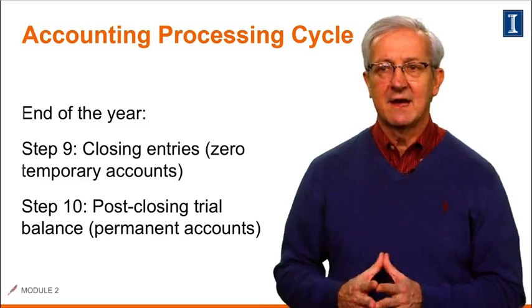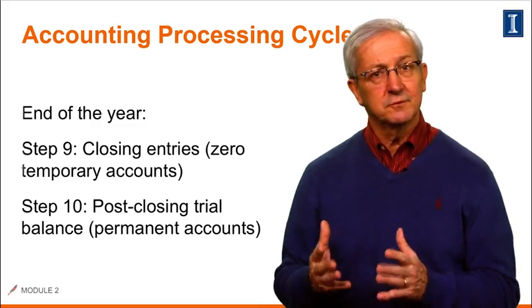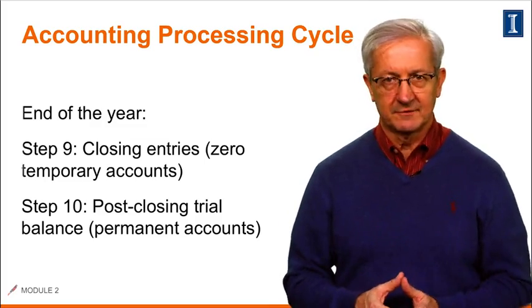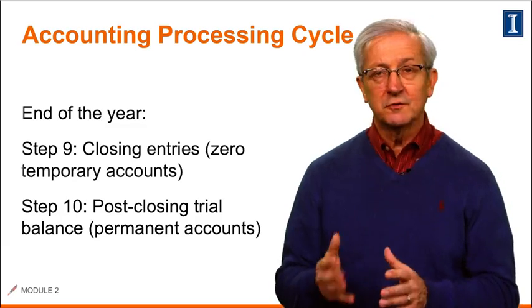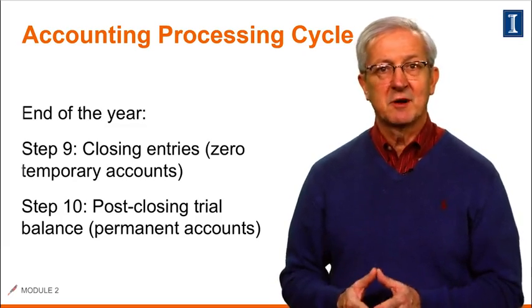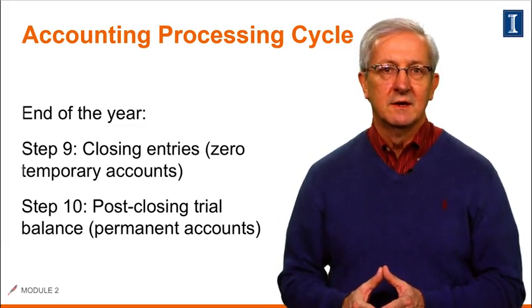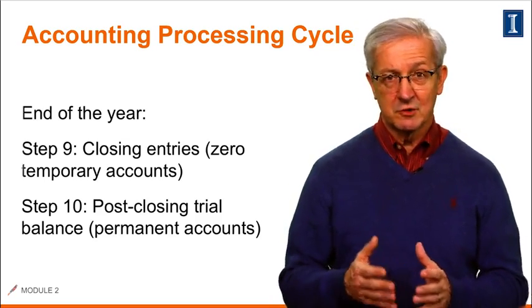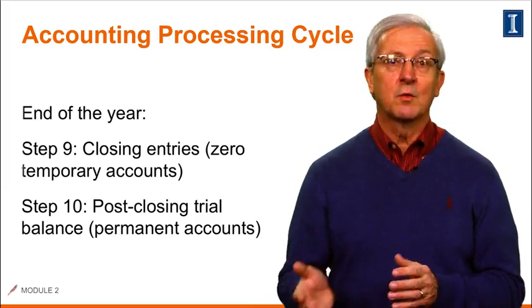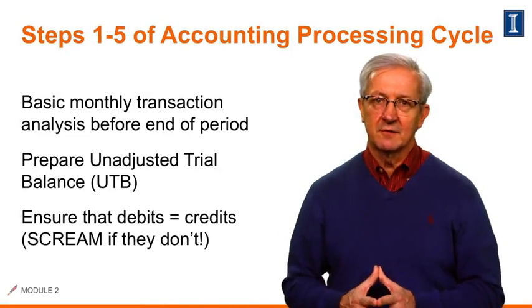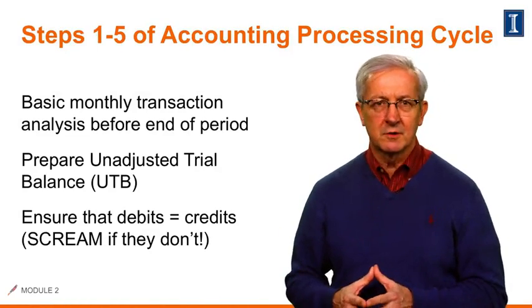Lastly, let's complete the accounting processing cycle with the 2 steps that are remaining. At the end of the year, you prepare your closing entries. In essence, you're closing out all your temporary accounts in the income statement. Last step is prepare a post-closing trial balance. So we've just closed or zeroed out all the temporary income statement accounts, so what you're left with is basically the permanent or the balance sheet accounts. You should remember those first 5 steps of your accounting cycle, hopefully from your prior accounting coursework.